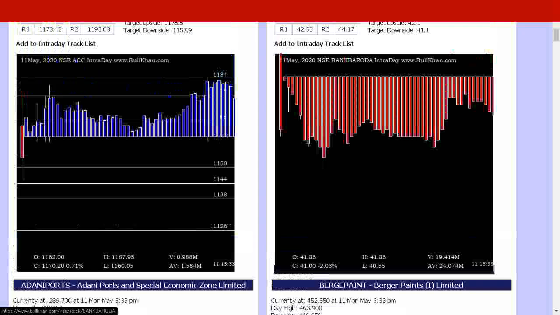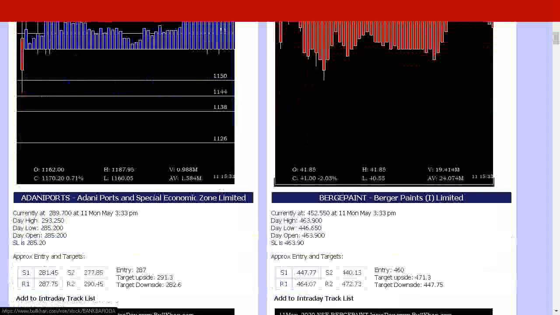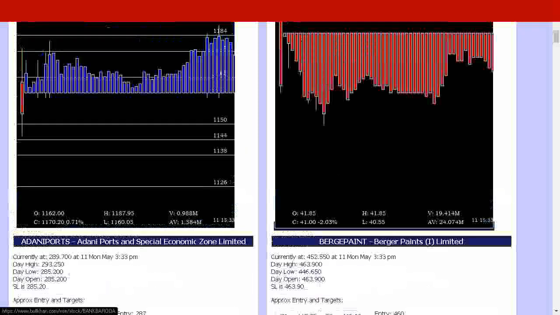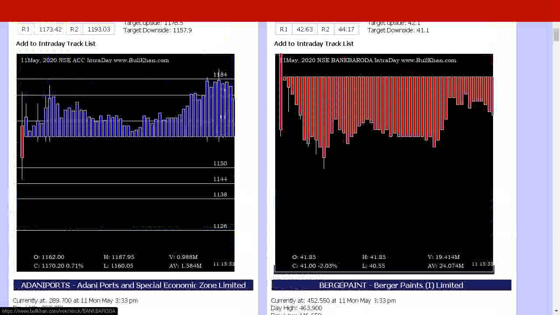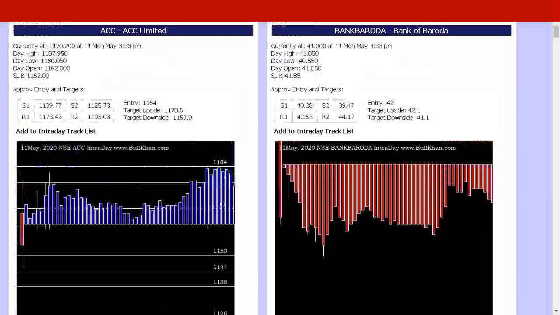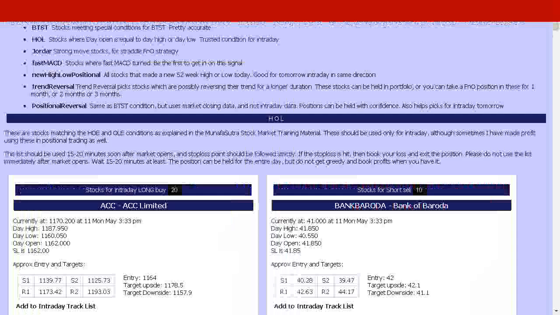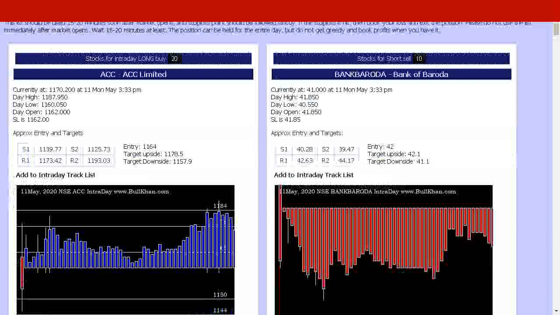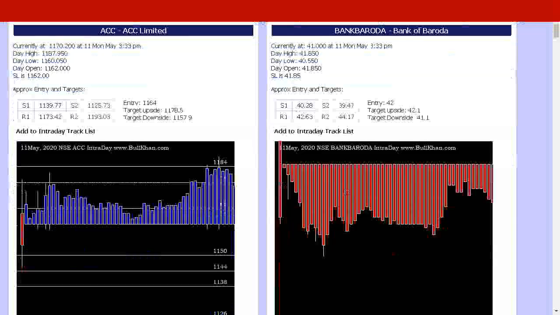The strategy which is used on this page is from the book Munafa Sutra. There is another website, they are our partner, that is munafasutra.com. The strategy this page is using is mentioned in detail in the book: how these stocks are selected, what calculations are done in the background. This is one of our most trusted, most favorite strategies.